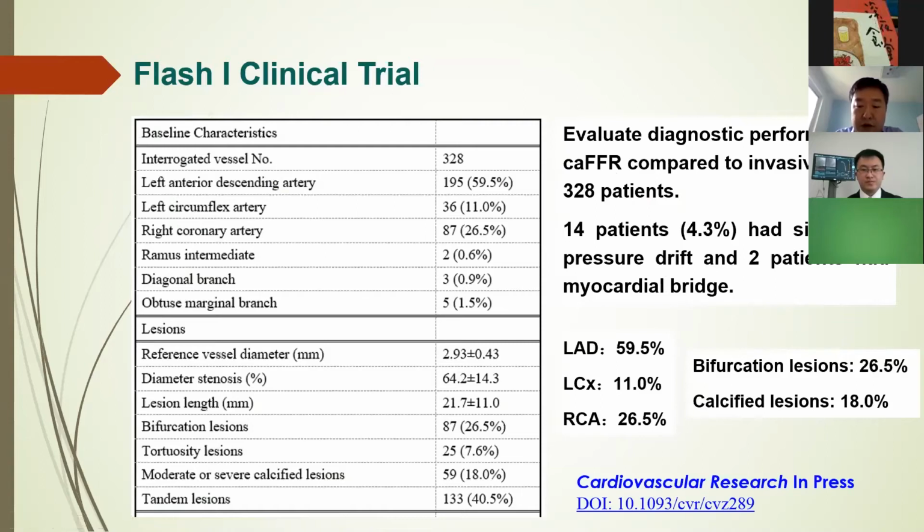In all of those patients, we have LAD close to 60%, LCX close to 11%, RCA close to 26.5%. We have 26.5% bifurcation lesions, and also calcified lesions close to 18%.